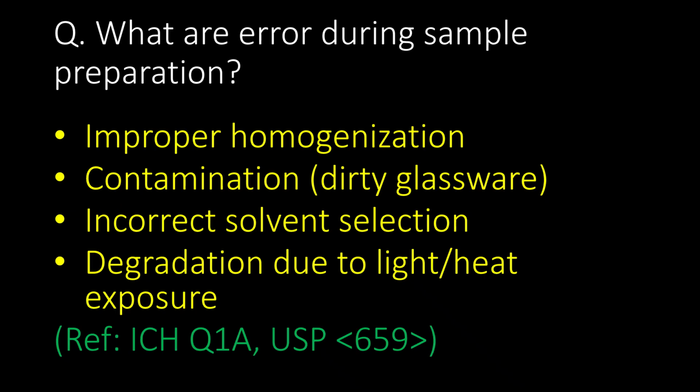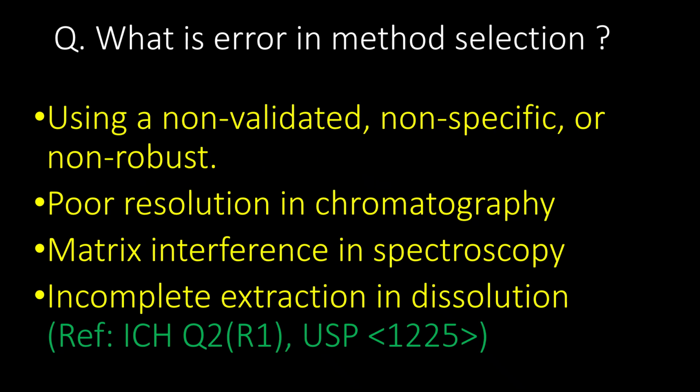What are errors during sample preparation? Improper homogenization, contamination, incorrect solvent selection, and degradation due to light or heat exposure are the errors during sample preparation. Reference ICH Q1A and USP chapter number 659. What is error in method selection? Using a non-validated, non-specific, or non-robust method. Poor resolution in chromatography, matrix interference in spectroscopy, and incomplete extraction in dissolution. Reference ICH Q2 R1 and USP chapter number 1225.